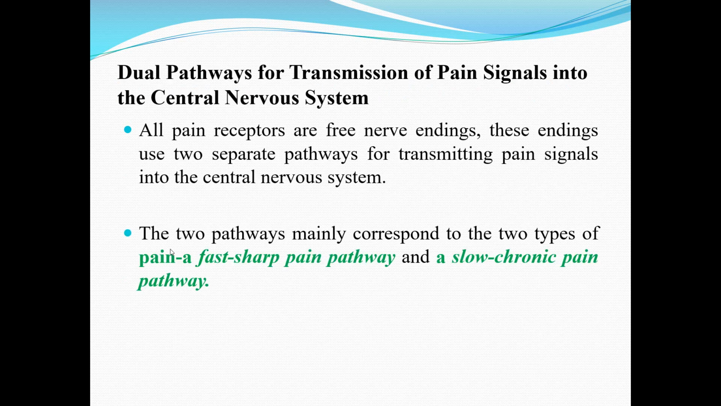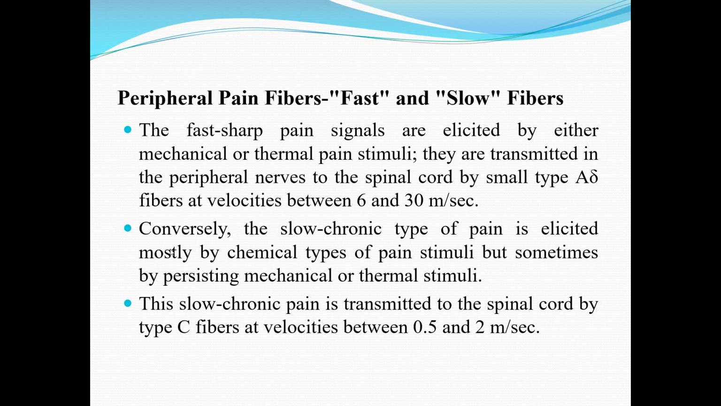Now we should know about the dual pathways for transmission of pain signals into the central nervous system. All the pain receptors are free nerve endings. These endings use two separate pathways for transmitting the pain signals into the CNS. The two pathways correspond to the two types of pain: a fast, sharp pain pathway and a slow chronic pain pathway.